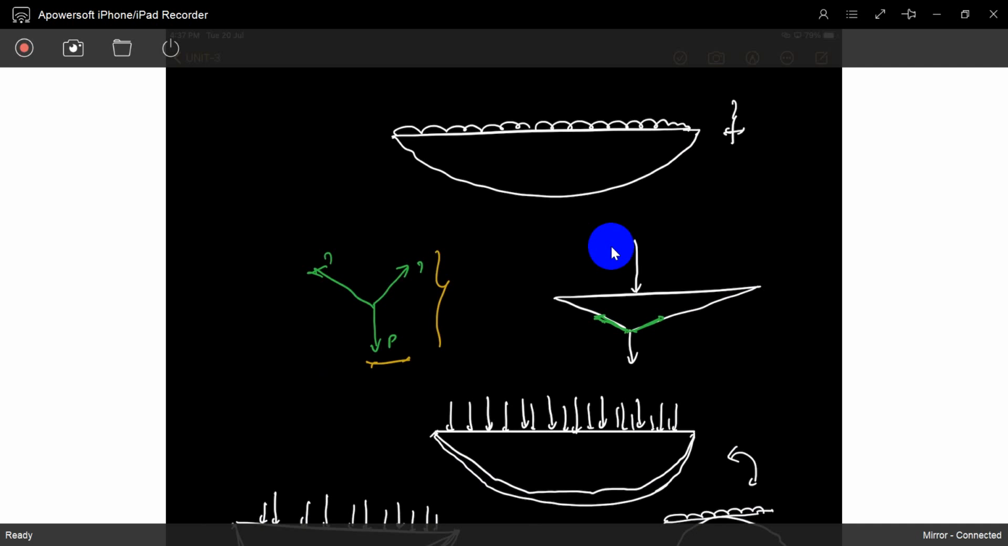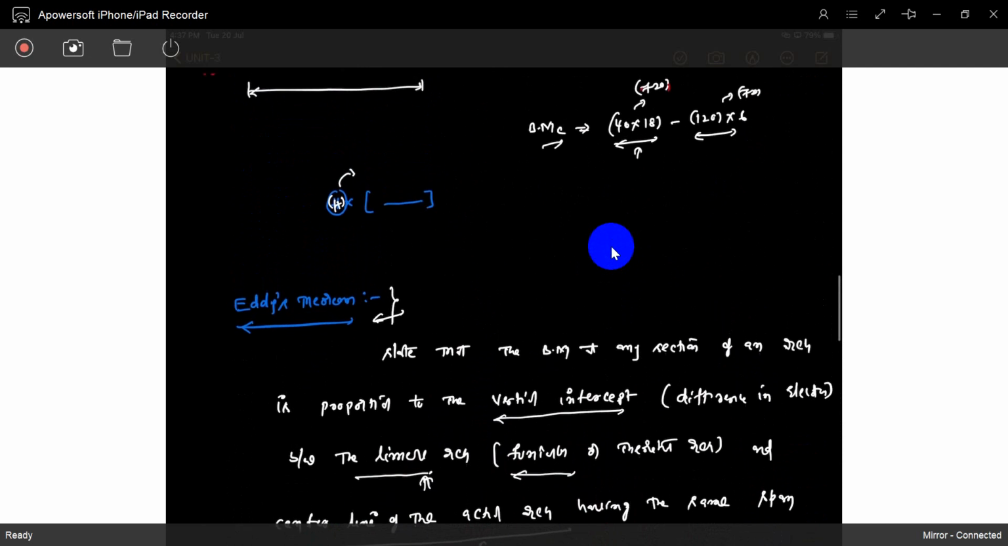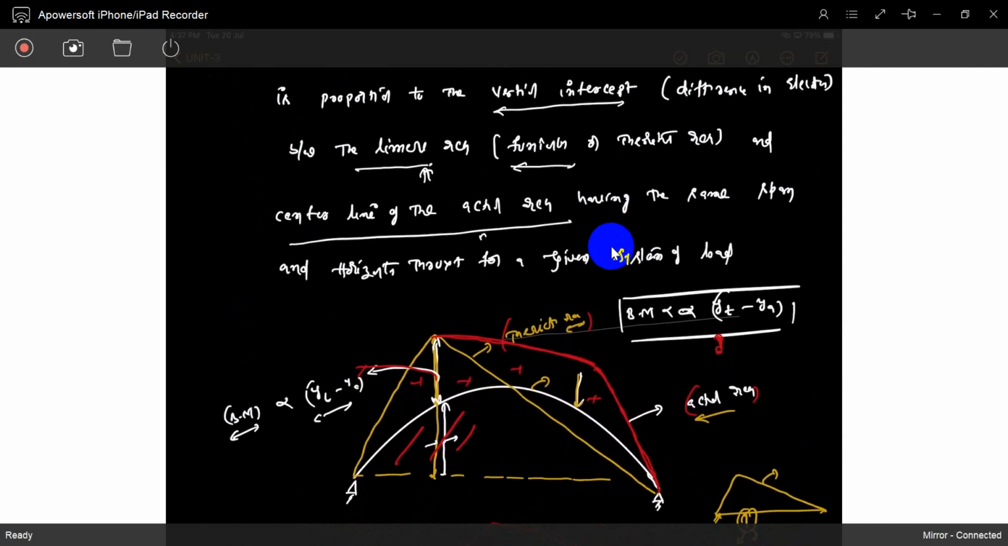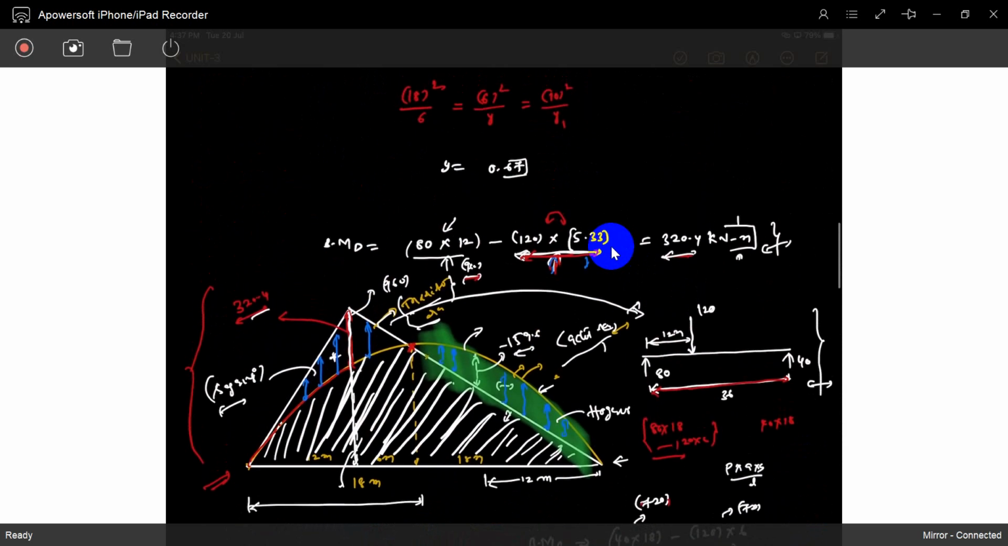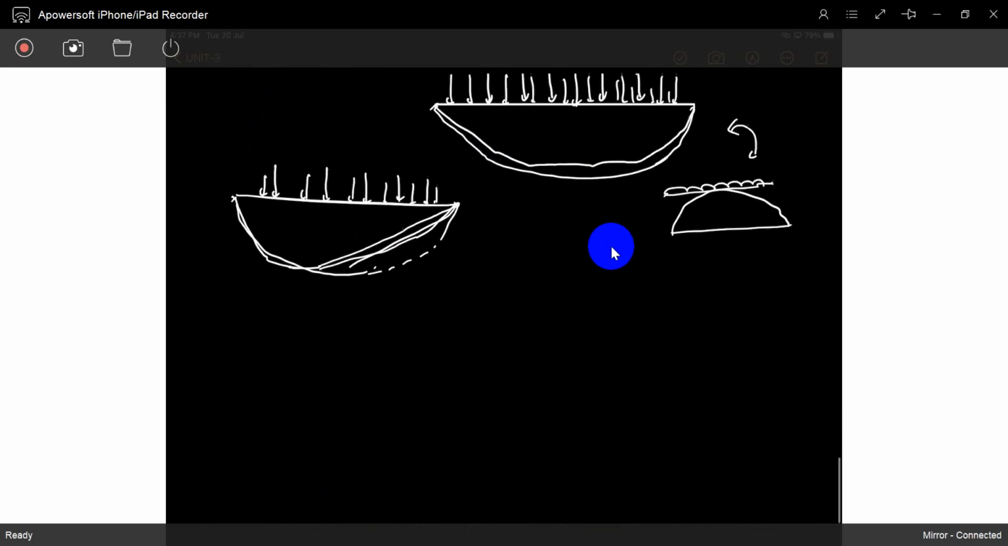So, okay, what is Eddy's theorem? Bending moment is proportional to the vertical intercept between the linear arch and the actual arch. Okay, see this problem, same problem. Once again, I will solve it.